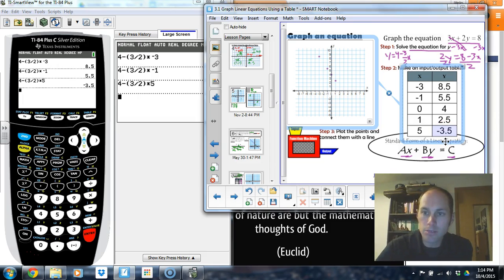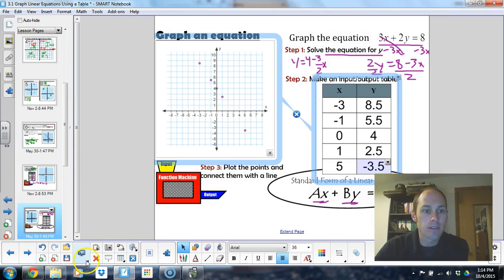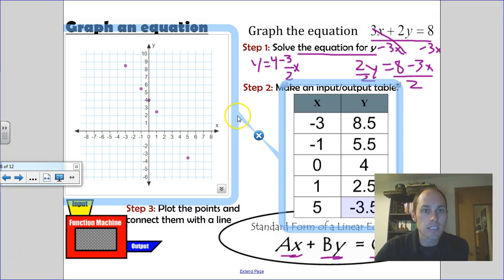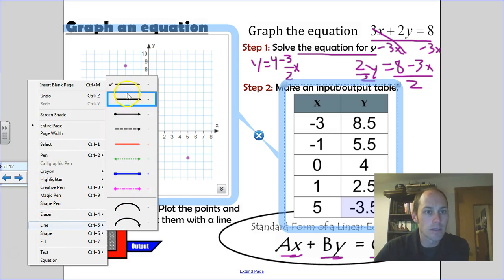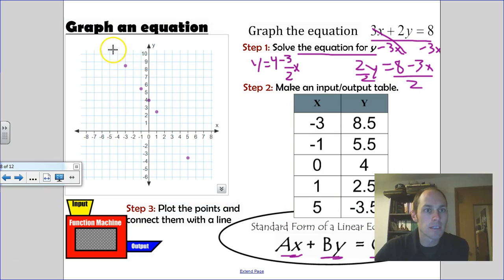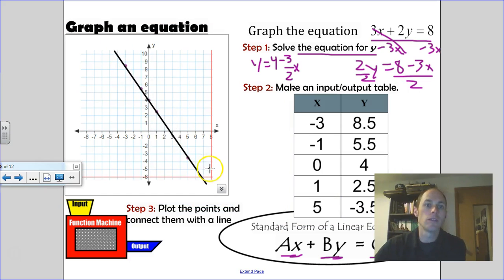So once I get those points into my table and plot it onto my graph, what I can do is then show all of the solutions by connecting them with a line. So if I get out my line tool here, I can connect the dots and show what every solution would be. So those are steps for graphing an equation.